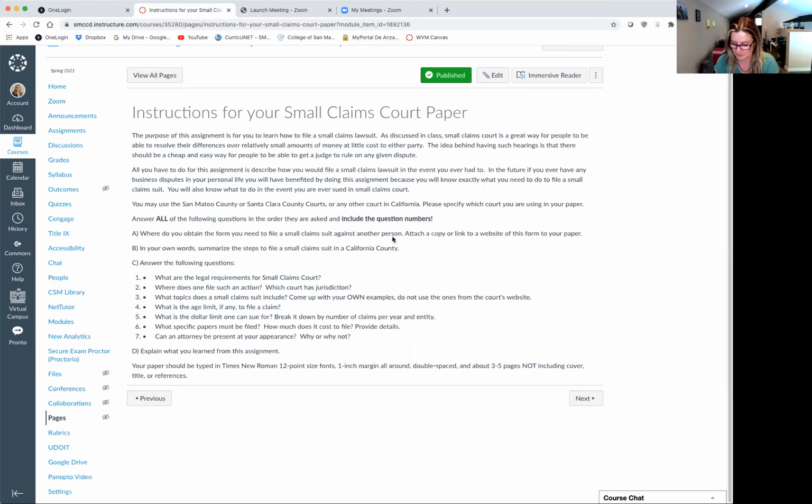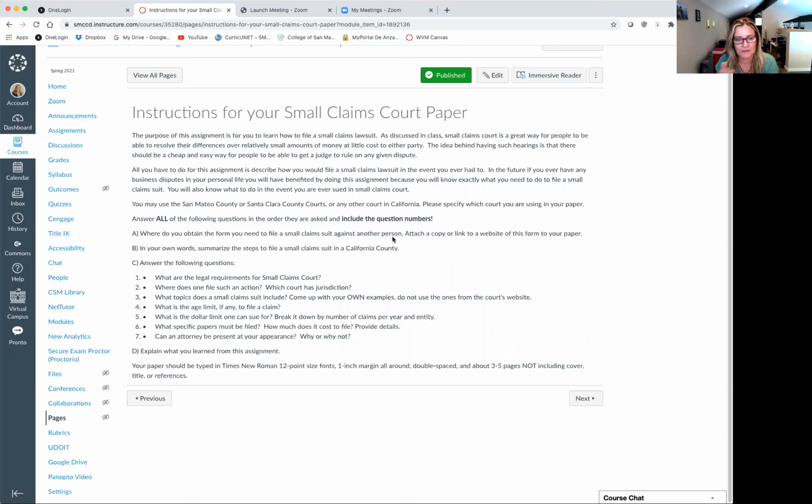And then Part B is kind of like an essay. In your own words, summarize the steps to file a small claims court suit in California. So this would probably be about a page or so, right? Depending on how wordy you are and how much into detail you want to go.